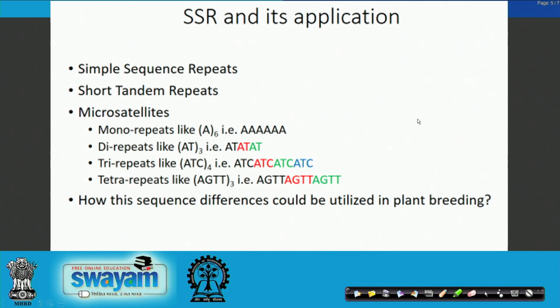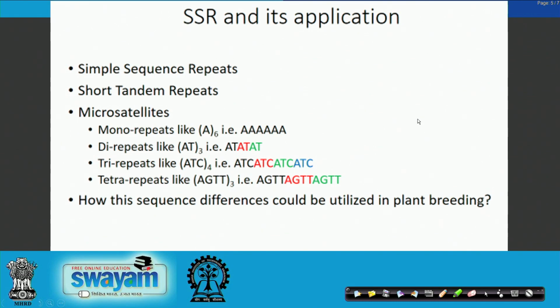Some repeats are mono repeats, like a single base, A or G; 5G, 5A, 6A are available. Those are known as mono repeats, meaning a single base is repeated several times. Sometimes there may be di repeats, meaning only two bases, A and T, are repeated 3, 4, 5, 10 times. Some tri repeats are available, like here ATC is available 4 times. In this way, tetra repeats, hexa repeats, different types of repeats are available.